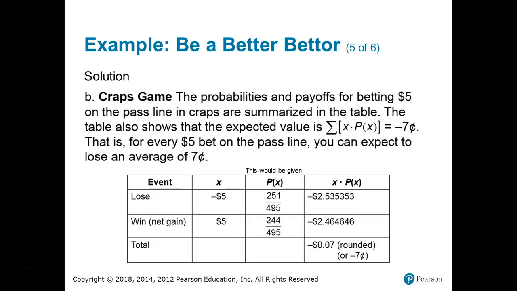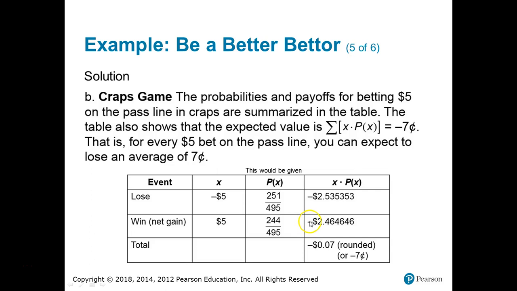So same thing right here. There are two events. We either lose $5 or we win $5. The probability of losing is 251 over 495. The probability of winning is 244 over 495. So x times the probability is going to be negative 5 times this probability, which gives us negative $2.53. And if you win $5, multiplied by the odds of winning gives us this right here.